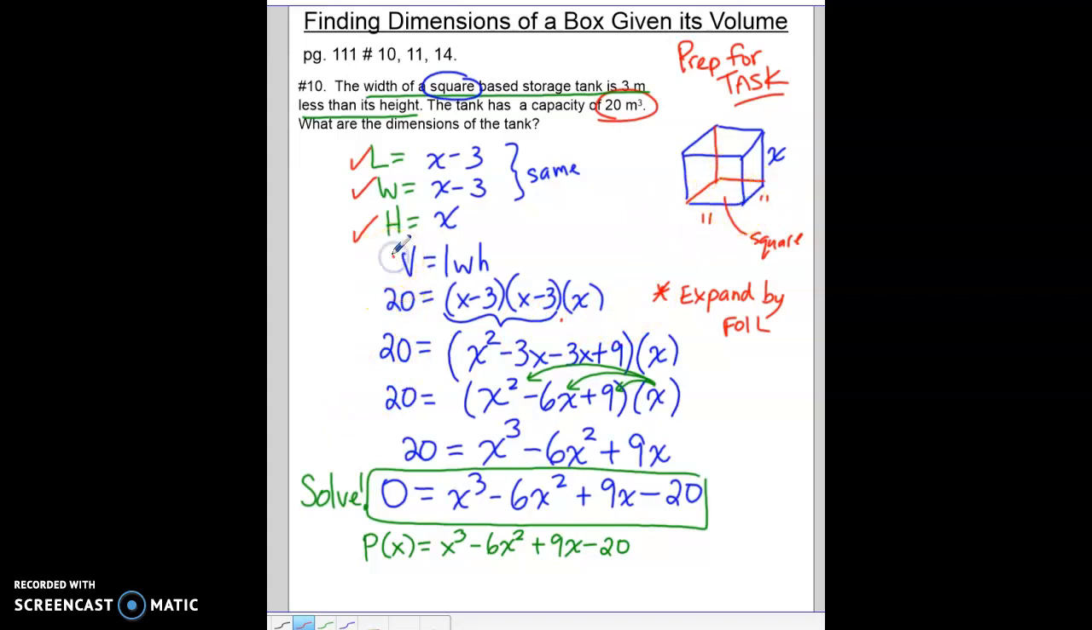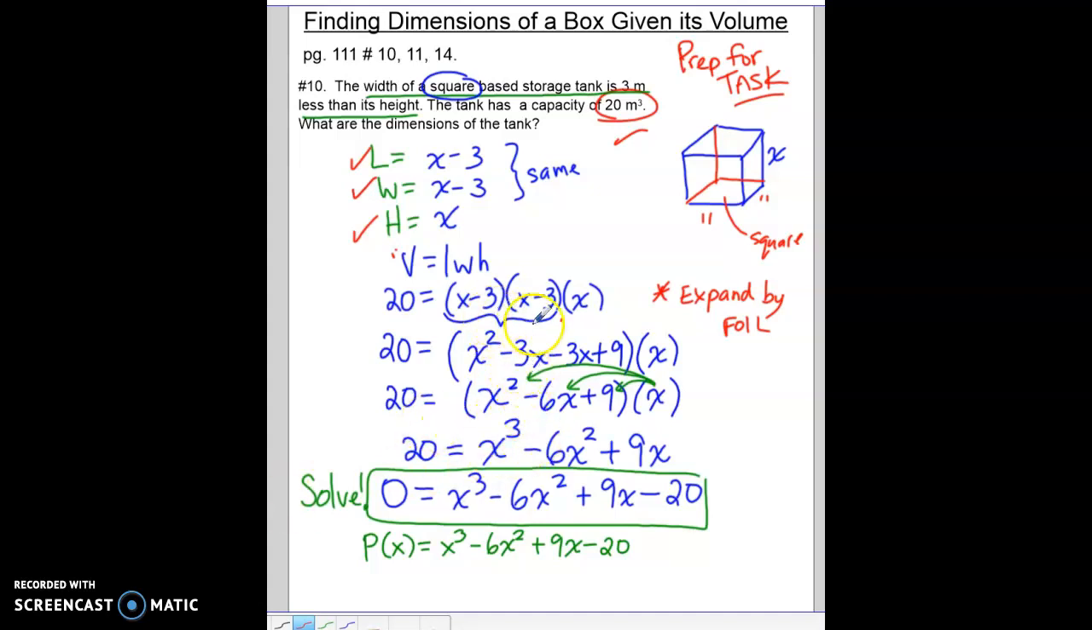So what I need to remember is that volume is equal to length times width times height for a prism. And the volume has been given to me as 20. So I set my volume to 20, and I use my expressions x minus 3, x minus 3, and x for my dimensions, LWH. The rest is just me calculating or rearranging the equation to get the equation in standard form.